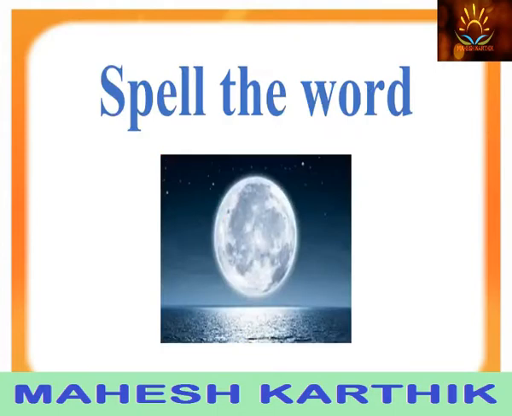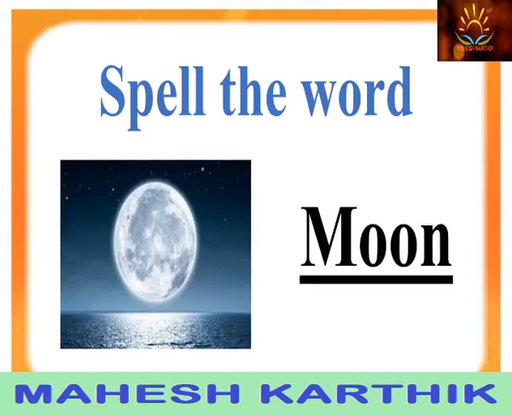Your next question. Spell the word. Look at the picture. What picture is it? It is a moon. Come on, say the spelling for moon. M-O-O-N. Moon. Right. Very good. What's the spelling for moon? M-O-O-N. Moon.